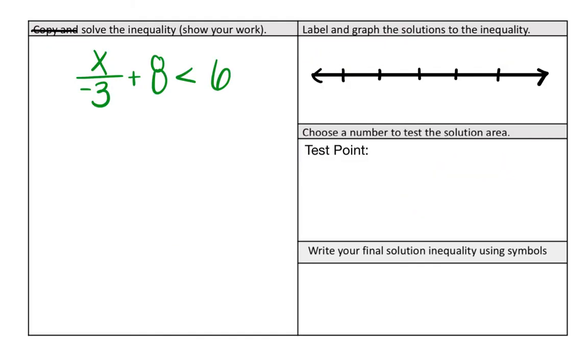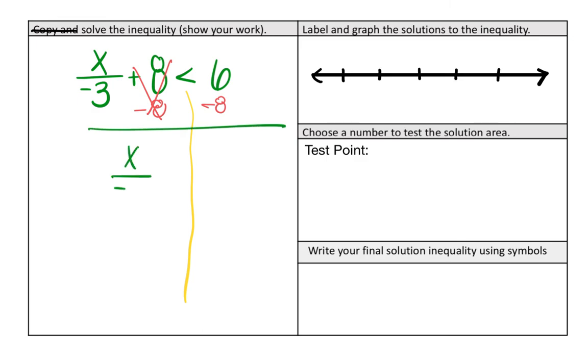All right, let's try one more here. So this time we have some division. We have x divided by negative 3 plus 8 is less than 6. So first step, we need to make sure that we are subtracting 8 from both sides, because that will cancel out the plus 8. And when I do that, I'm left with x divided by negative 3. And on the right side, 6 minus 8 is negative 2.